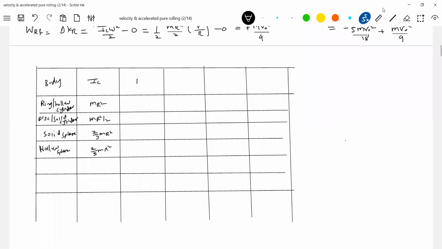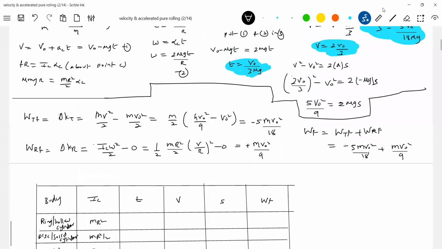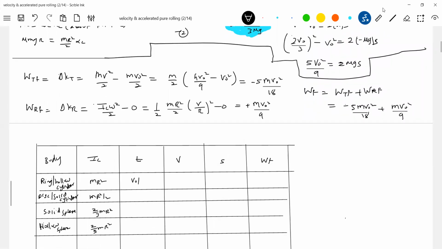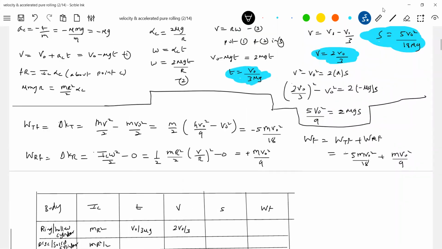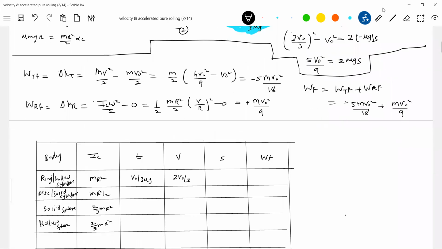Then what is the time taken to attain pure rolling? When it attains final velocity, distance covered, work done by the friction. What we did for the disk is: time v naught by 3 mu g, final velocity 2 v naught by 3, distance covered 5 v naught square by 18 mu g. Anybody? Net work done by friction.